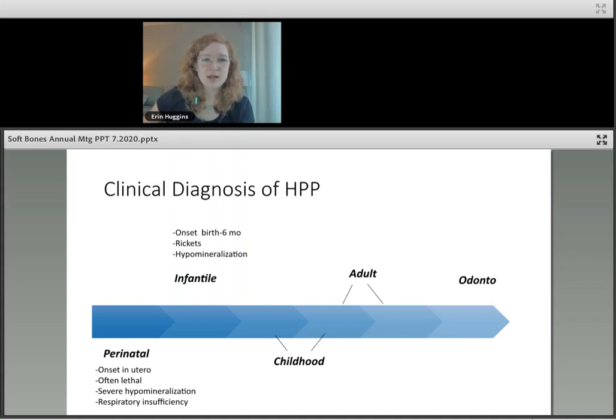We then have infantile onset HPP, which can range anywhere from birth to 6 months of age. Of course, while babies are growing in utero, they still do have HPP, and some of that might be apparent early on, but typically it's not seen until a little bit later. These children can have rickets or bone bowing, kind of like the radiograph that Dr. Kishnani showed you, and of course hypomineralization of the bone. Generally, infantile is still a pretty severe form of HPP, and many of them are able to now receive treatment and live longer lifespans. However, there are still some significant complications.